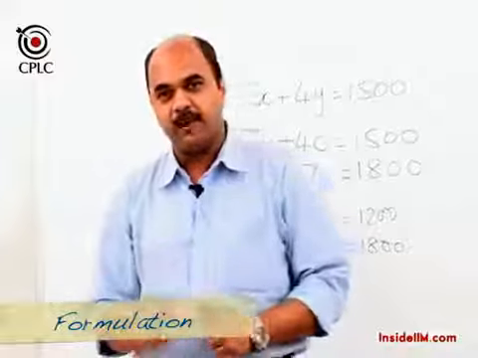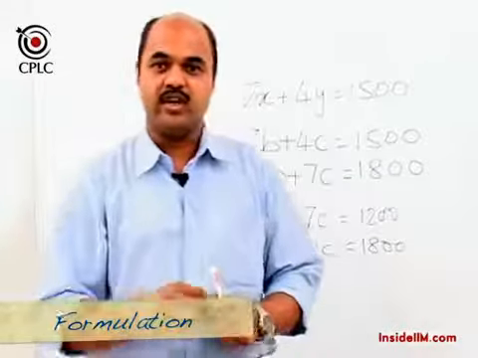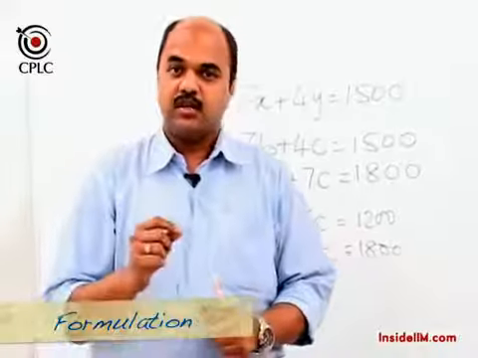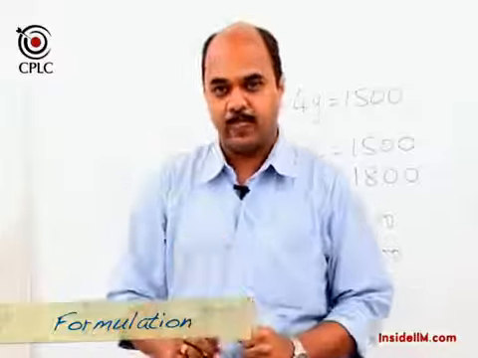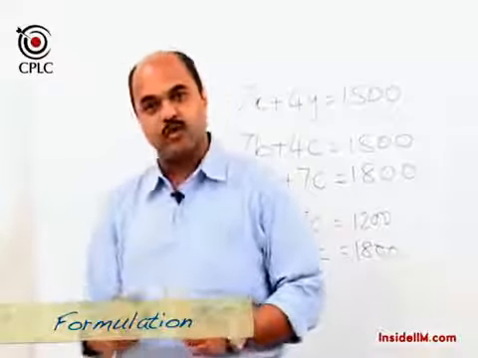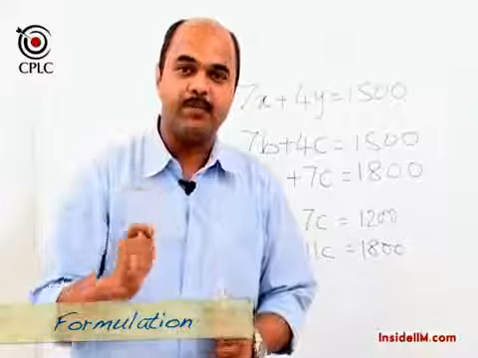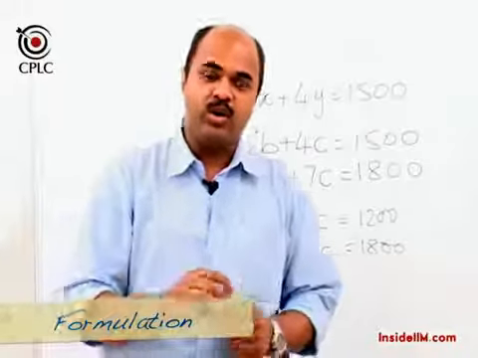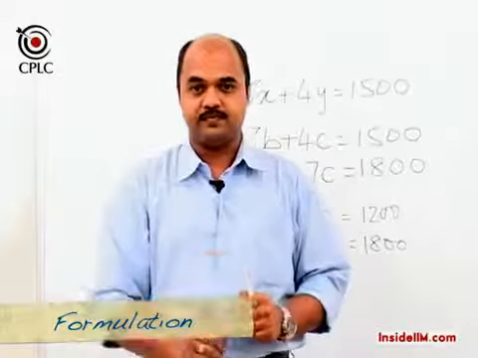Suppose I have a bag of coins. This bag consists of only 25 paise and 50 paise coins. The total number of coins in the bag is 50. So I have a bag consisting of only 25 paise coins and 50 paise coins, and the total number of coins is 50, and the total value of all these coins put together is rupees 10.